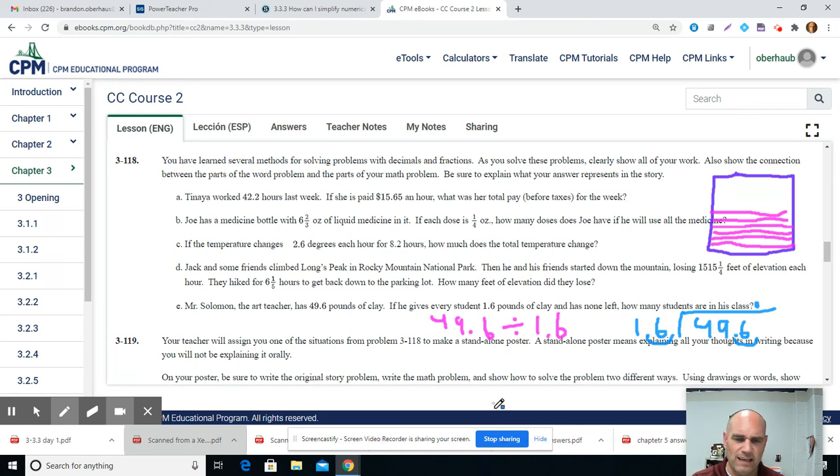All right, so hopefully that helps. Make sure you show your work with this. Make sure you work through it. This is that practice that we need.